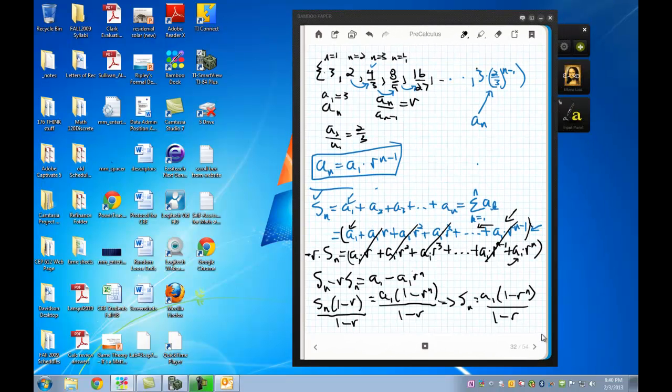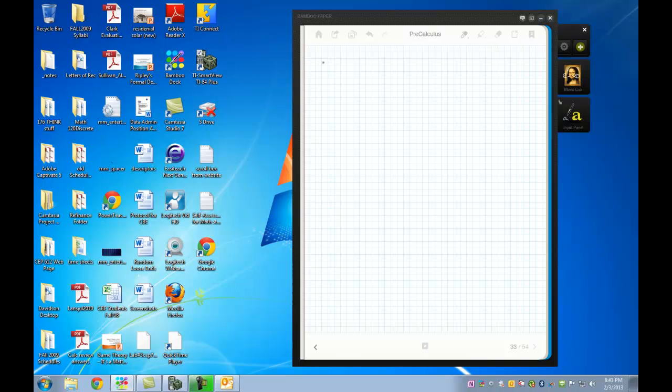Okay, so we've got our equation. Let's pop over right here. Let's say S of n equals A sub 1 times 1 minus R to the n divided by 1 minus R. So let's say that we've got our sum as, I don't know, K goes from 1 to 7 of 5 times 1/2 to the K.